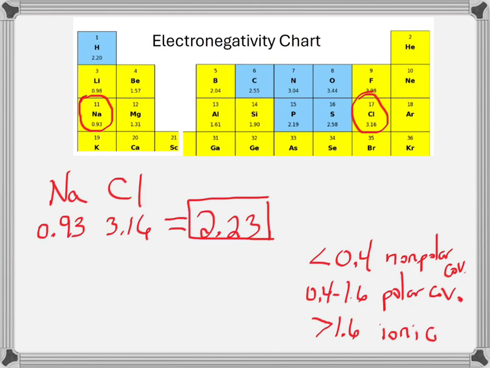The electronegativity chart can also tell us which atom gets most of the electrons, and it's the one with the bigger number. Because chlorine got all of the electrons, and remember electrons are negative, that's why we put a negative next to chlorine. Because sodium lost those electrons because chlorine got them, we give sodium a positive charge.